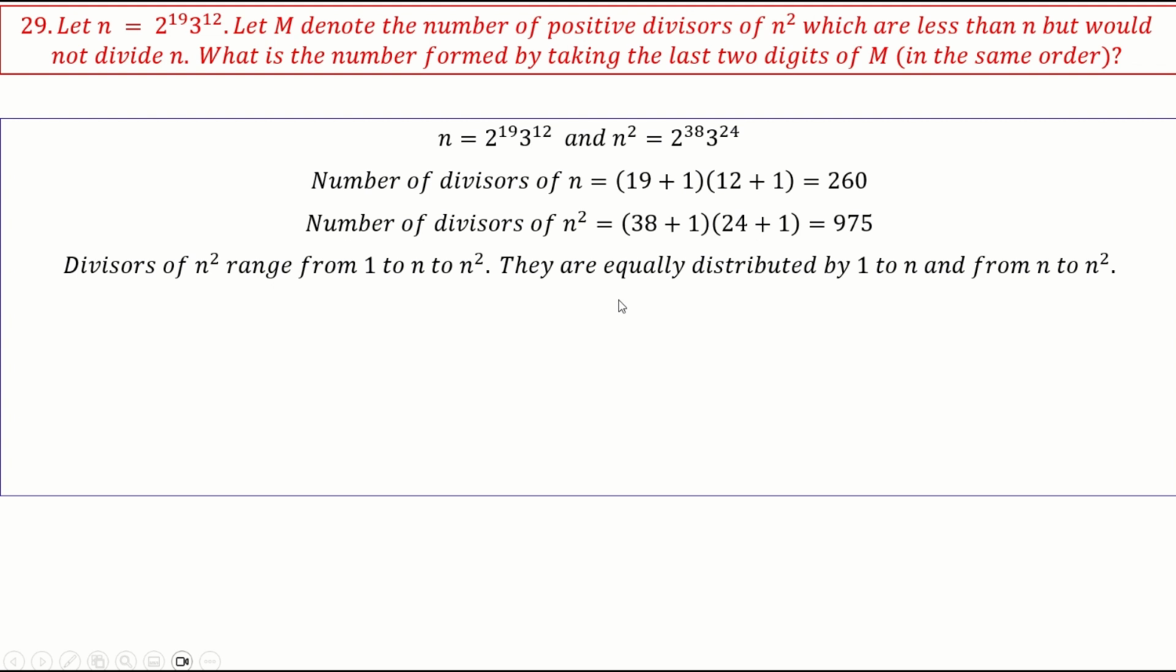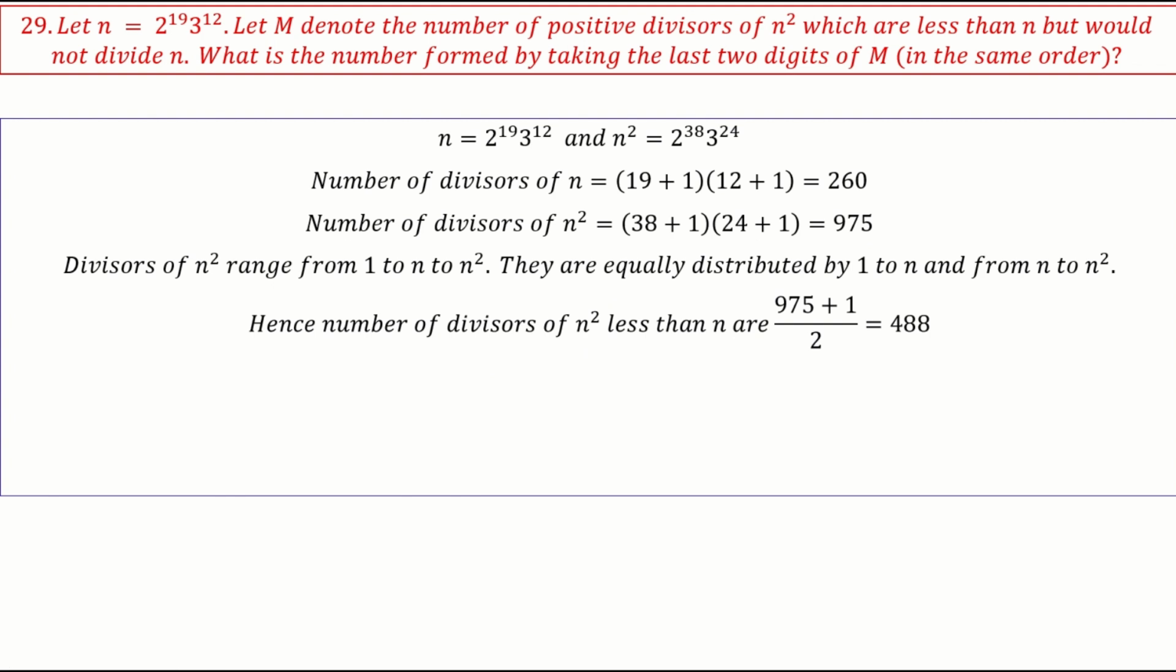So very simple now. These are the divisors of n square, these are the divisors of n, and I am interested in the number of divisors of n square less than n. How many are less than n? Since this is an odd number, I am just adding 1 and dividing by 2. I get 488. 488 are less than n.